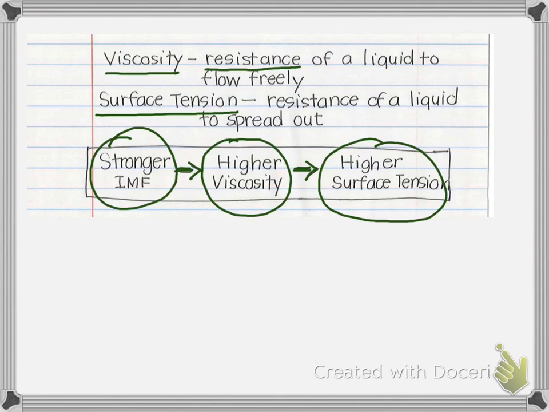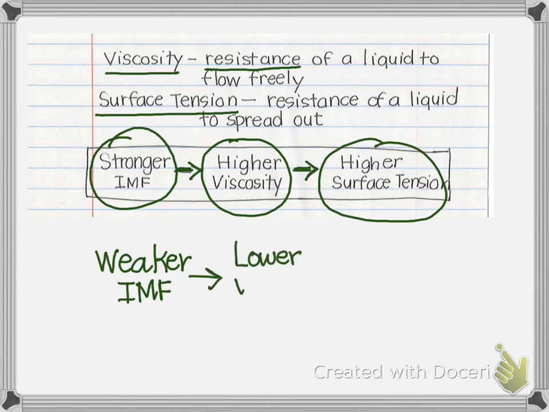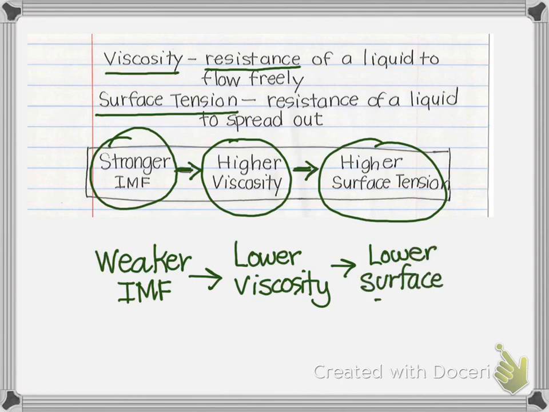You could also write these in opposite, and I'll only do it for the last one just to make sure you understand. If I said weaker intermolecular forces instead, it would have the opposite effect. Instead of higher viscosity, it would have lower viscosity, and instead of higher surface tension, it would have lower surface tension. All of the examples that I've written, you could write in opposites if you wanted to start with weaker intermolecular forces. I just chose to write them all in terms of stronger intermolecular forces.